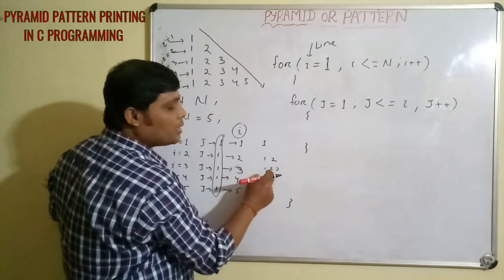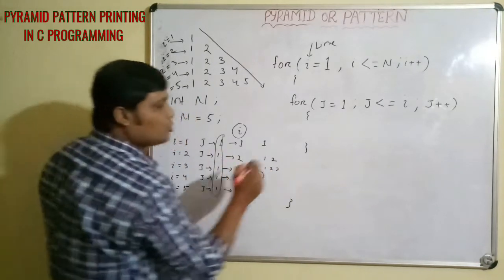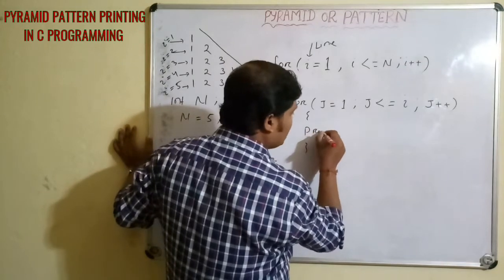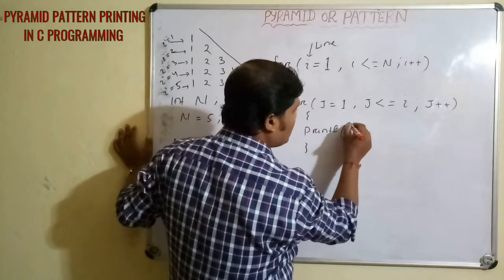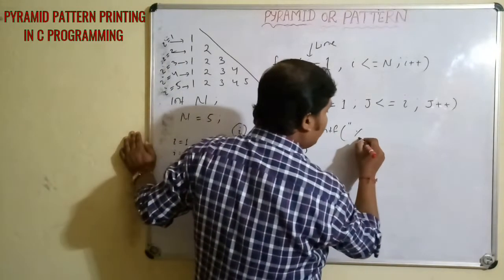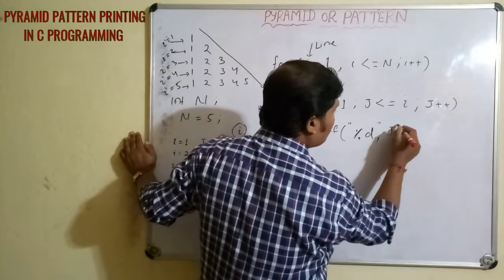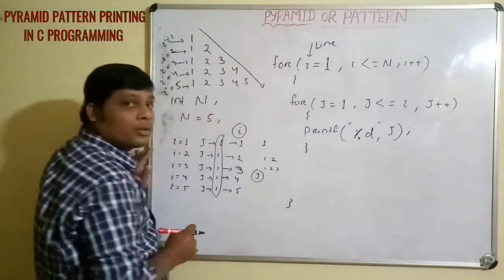That means it is printing what? J value. It is printing the J value. So we have to print what? Printf. We are printing the numbers. Numbers means integer value, that is %d. Then which value? J value.